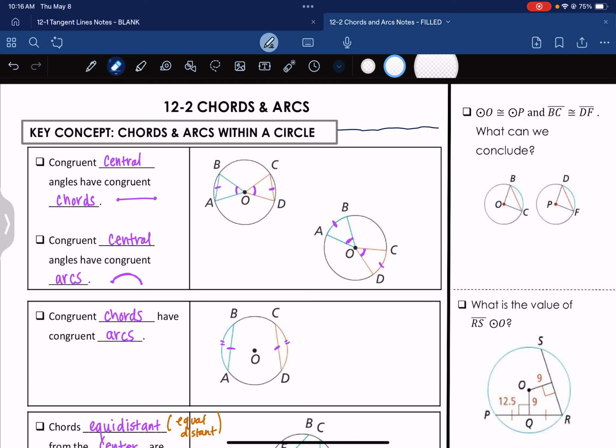All right, so 12-2 chords and arcs. So I'm not going to be in class today, so here's what you need to know. Here's what we got. So congruent central angles have congruent chords. Chords are the straight lines.